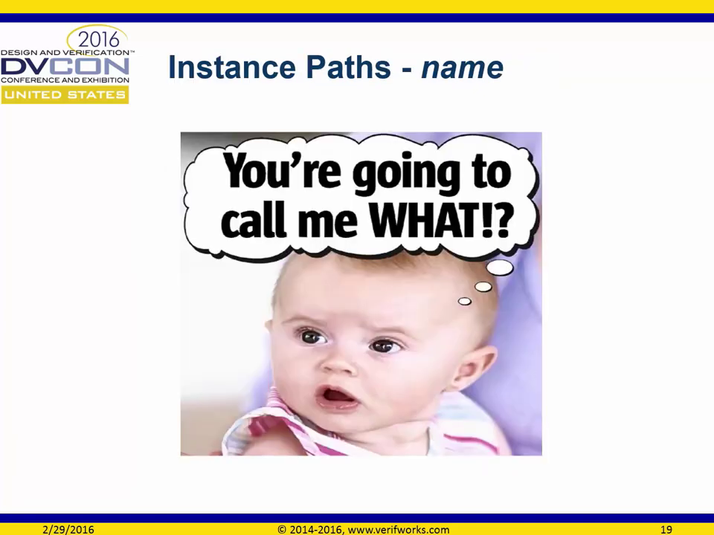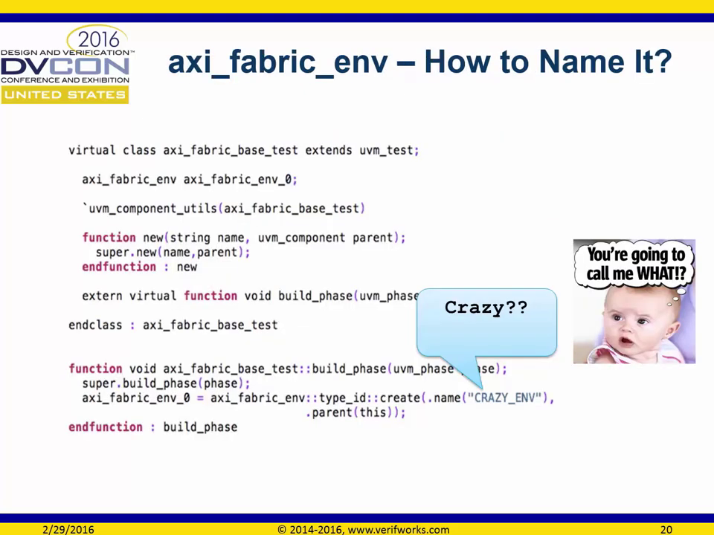But then it has some fairly interesting implications. And that's why Srini has this photo of a baby which is loudly protesting its name, saying, "You're going to call me what?" So let's look at what happens when you give this name and what are the effects of choosing a slightly different name. There's one snippet of code here. That's the top-level test case that instantiates an environment. And the bottom is the build phase. And we'll go over that one by one.